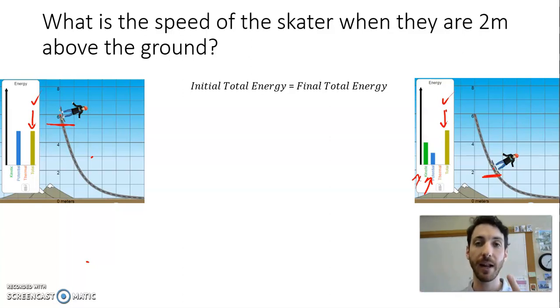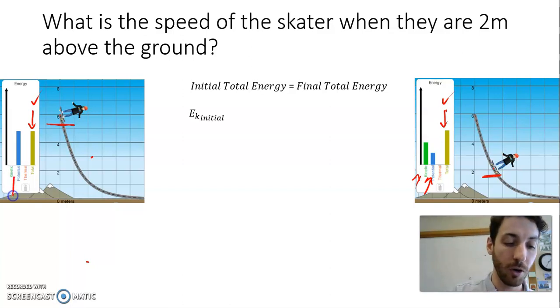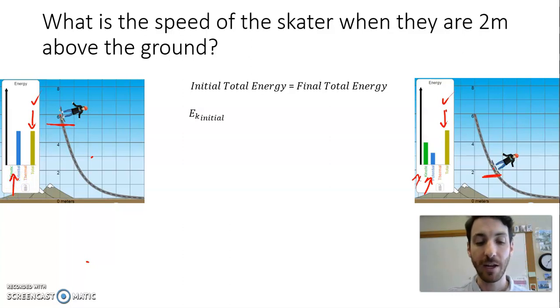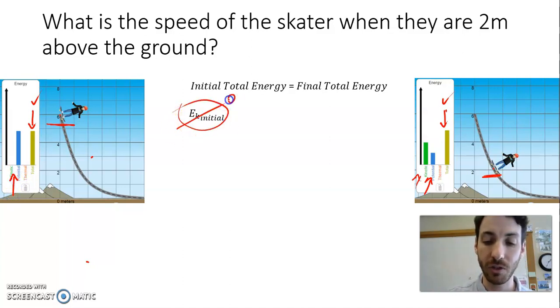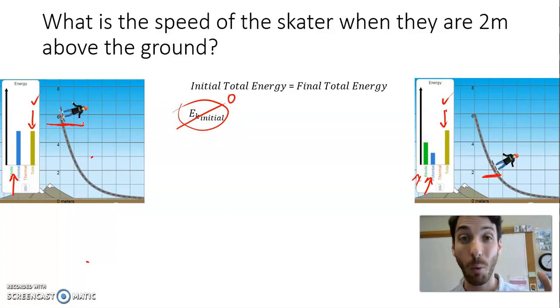Well, we can have kinetic energy. We can have gravitational potential energy. In this case, we're ignoring thermal energy, but that's a possibility too. So we could have kinetic energy. Now, you might be looking at this right off the beginning and go, well, that value is just 0, right? This skater is just at rest at the highest point. There's no kinetic energy. And that's true, but I'm just going to show you through the calculations why that value is 0.